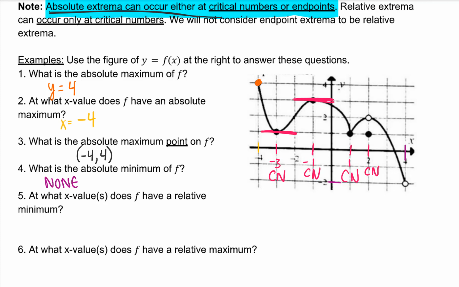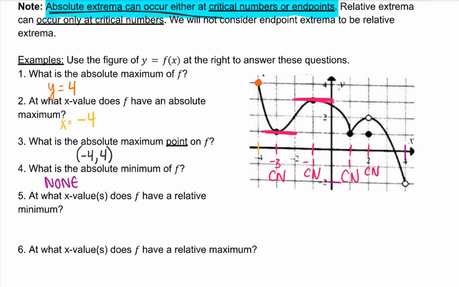At what x values does f have a relative minimum? Remember, relative extrema only occur at critical numbers. So we have -3, -1, 1, and 2 as options. A relative minimum would be a y value that is less than or equal to nearby y values.